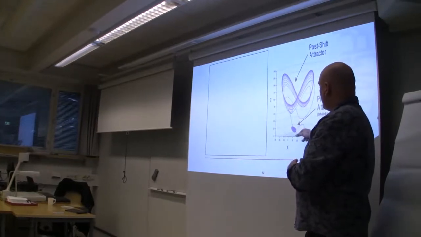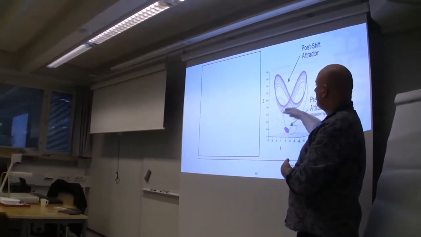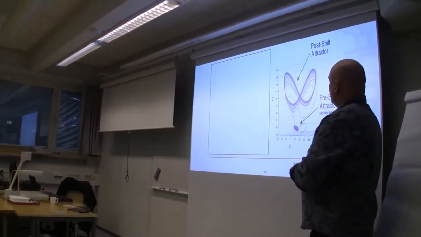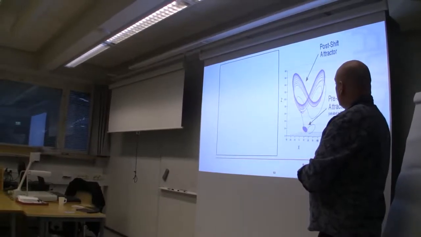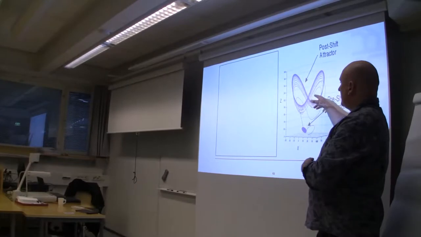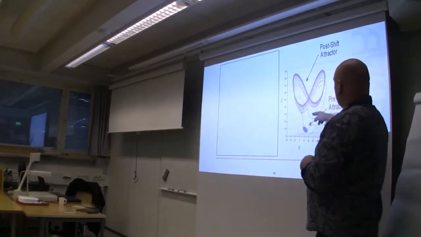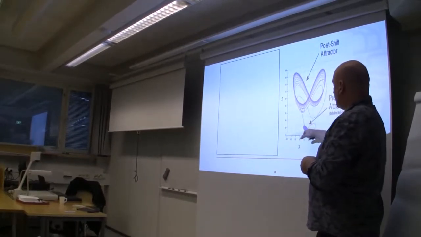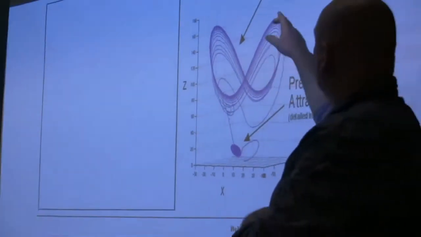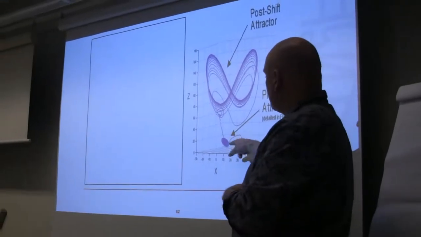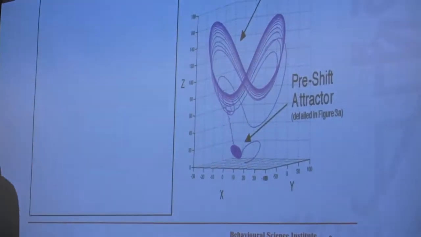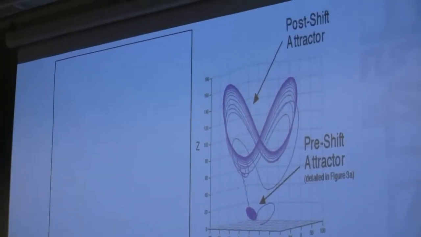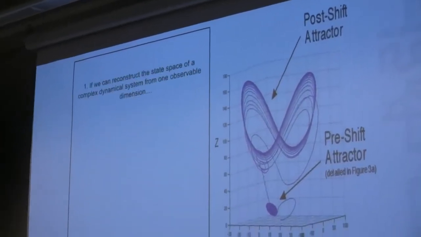What they are doing is showing basically two different stable attractors for the system. They're not going to the actual chaotic butterfly attractor, but this one is much more stable, and this one is also very stable. So this would be the pre-shift attractor and the post-shift attractor. And then they describe all the phases that are involved in moving from one attractor to the next.